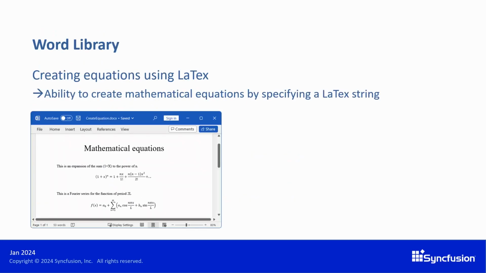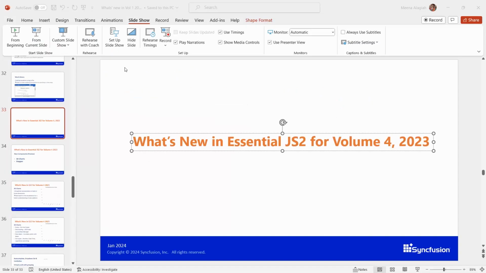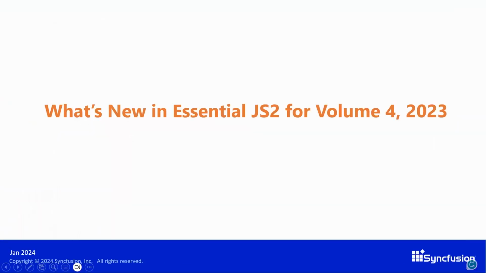Last but not the least, you can now create mathematical equations in the word library using LaTeX string. That's all about the updates in the Blazor platforms. Next, let's dive into the updates in EJ2 platforms for this Volume 4 release.